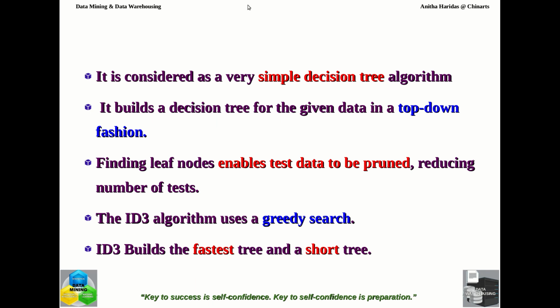So it starts from the root node and it will start growing the tree. Finding the leaf nodes enables test data to be pruned, reducing the number of tests. So it finds the leaf node and checks whether it is homogeneous, and if not, it will go for removing some branches or nodes so that the number of tests can be reduced. And the ID3 algorithm uses a greedy search approach, and it builds the fastest and a short tree.